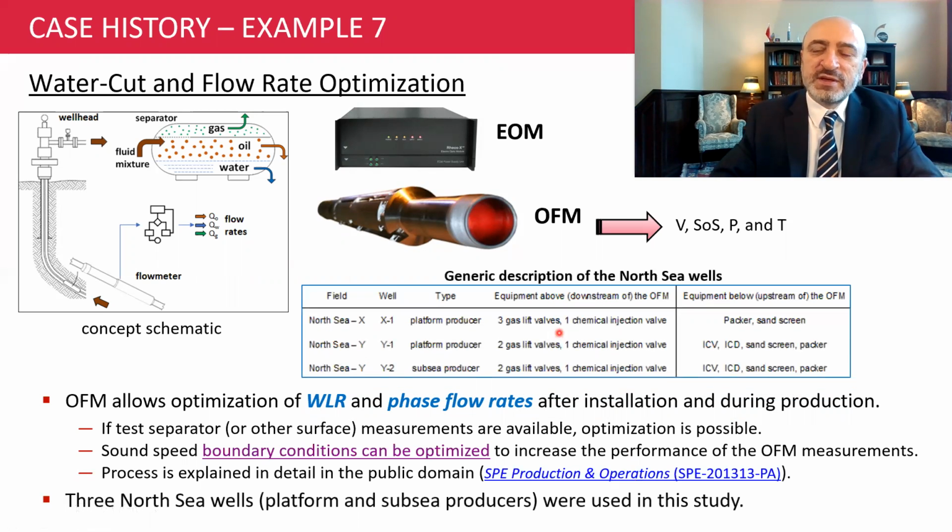We will be using 3 wells from the North Sea. Those 3 wells are from 2 different fields, field X and field Y, and those are generic names for the fields. 2 of the wells are platform producers, and 1 of them is a subsea producer. So we will compare the water cut measurements before and after the optimization, and we will also look at the optimized phase flow rates.